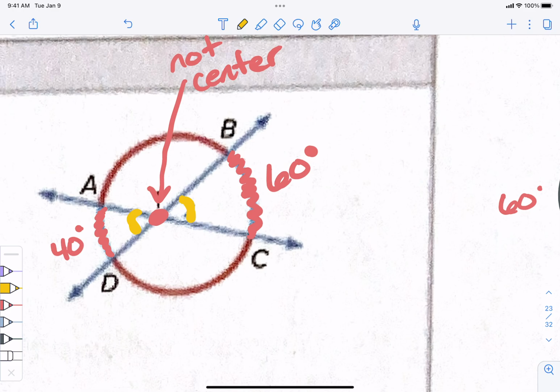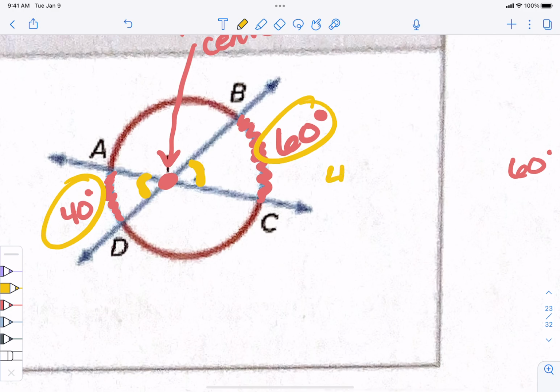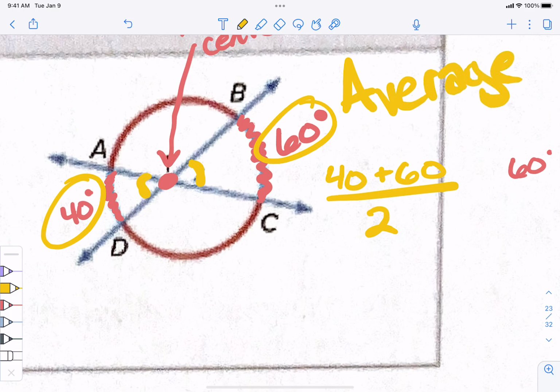But how do we find what they are? It's the middle, 50. It's the average of the two. So you would take 40 and 60, add them together, and divide by 2. It's like finding the average. You're averaging the two sides out. 40 plus 60 divided by 2 is 50 degrees. That's what each one of these little arcs are going to be. 50 degrees, 50 degrees.